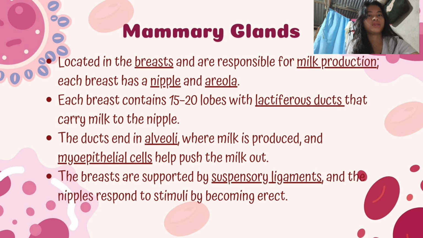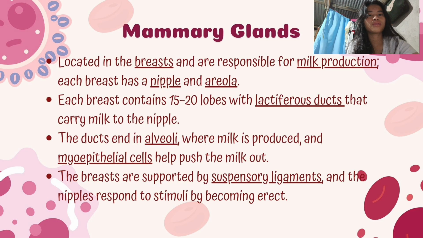So, let's see what they look like and what their function is. The mammary glands are located inside the breast, and their primary function is milk production, especially after childbirth. Each breast has two external structures, the nipple and the areola. In the nipple, the milk exits, and the areola is the darker circle surrounding the nipple, which contains glands for protection and lubricates the nipple during breastfeeding.